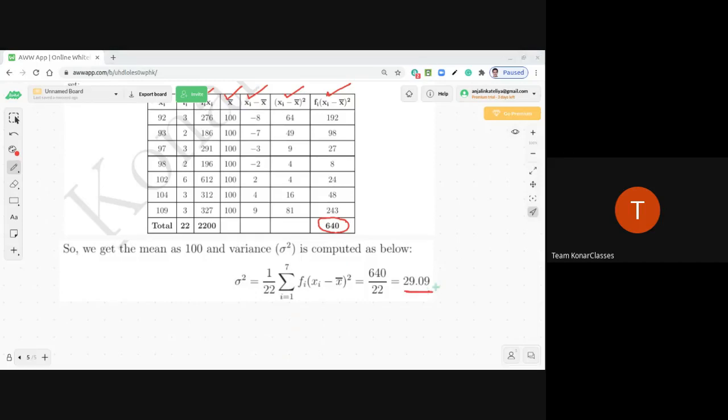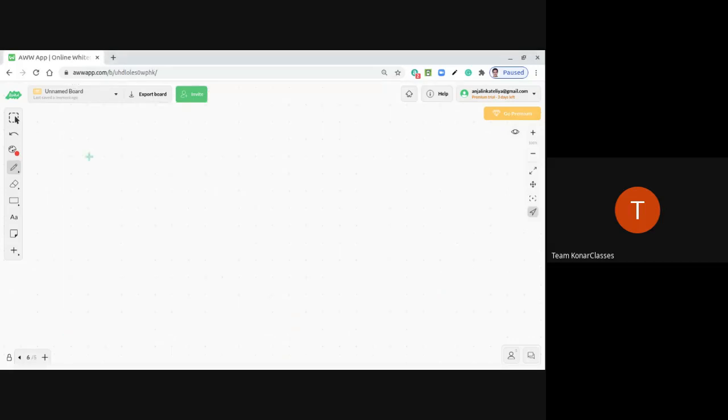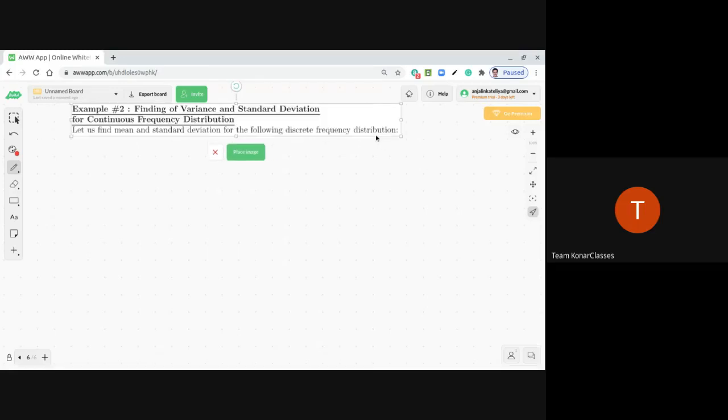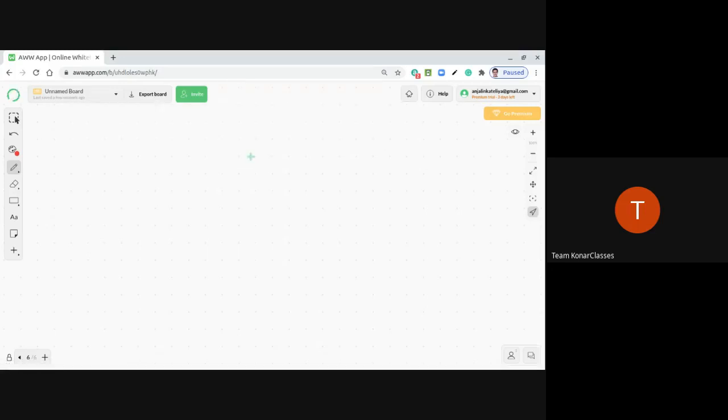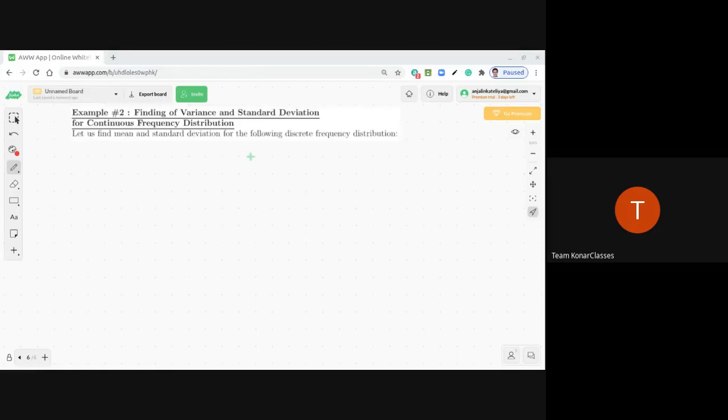Now, dear students, I'm going to show you the next example, finding the variance and standard deviation for a continuous frequency distribution. For that, we need to get the table first. That will be provided in the example, and I'm going to show you in the next page. If you look into it, dear students, let me first place the table in front of you.